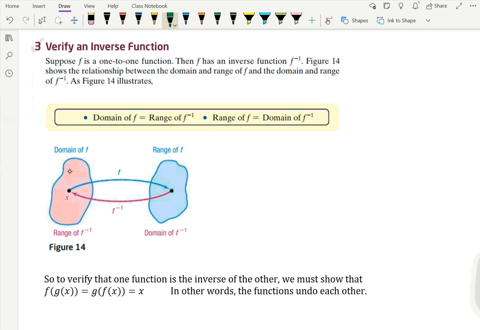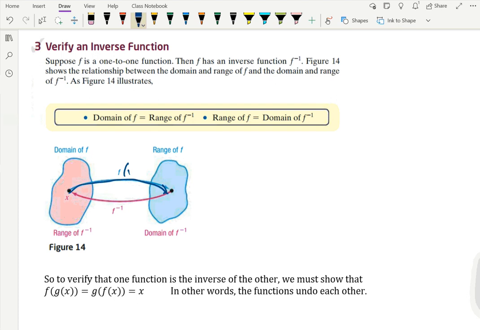Our figure down here, figure 14, shows the relationship between the domain and the range of f and the domain and the range of f inverse. If we're mapping from the pink over here to the blue, going from left to right, I have the f function here, and I'm taking x and applying some function to that.